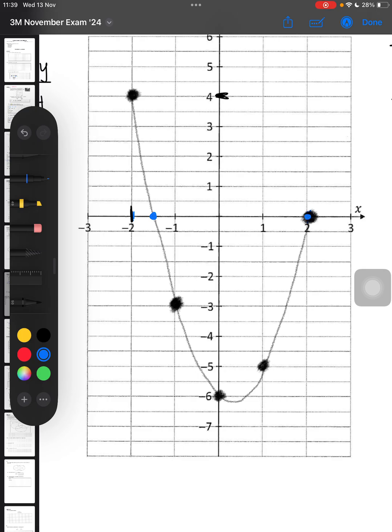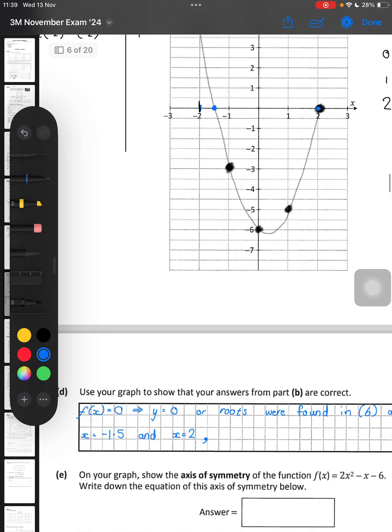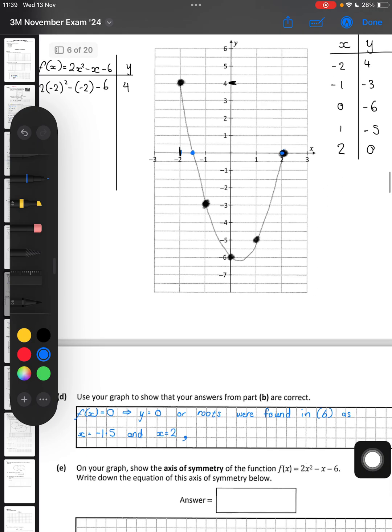and I'm marking these in. These questions, guys, are an opportunity for the examiner to say, have you covered all bases? So we want to make sure that we really do, and show the information that we know here. So we've shown that we know its roots. They were found in B as minus 1.5 and 2.